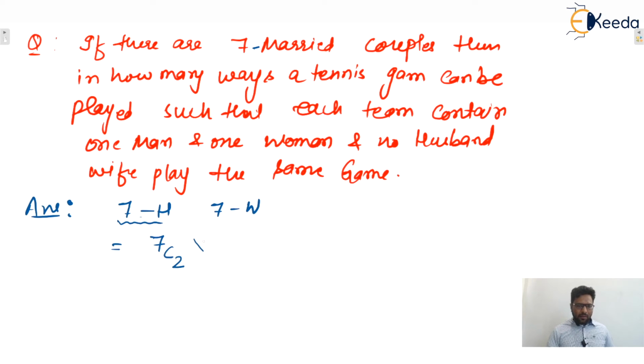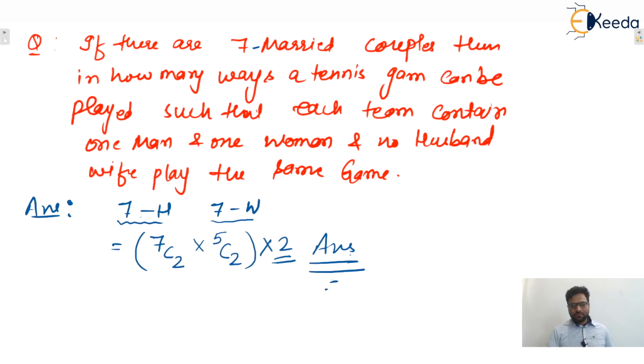Now 2 husbands are selected. How many wives are remaining? Only 5, because it is given that no husband and wife play the same game. So whoever the husbands selected, except those wives, we can select 2. That means 5 wives are remaining. Out of these 5, we can select any 2 and multiply with 2. Why is it multiplied with 2? I already explained in the last question. So that will be the correct answer. I hope this one is clear to everyone.